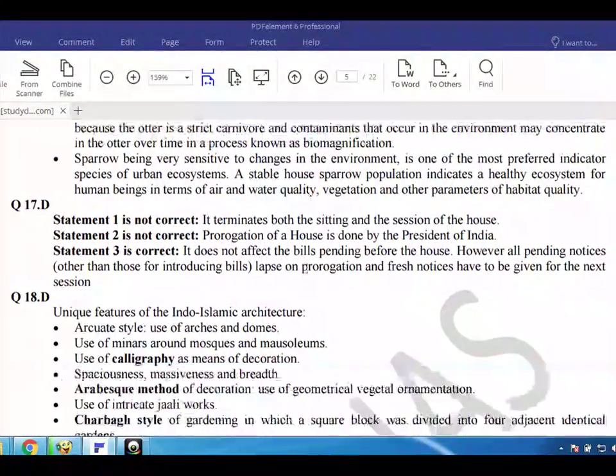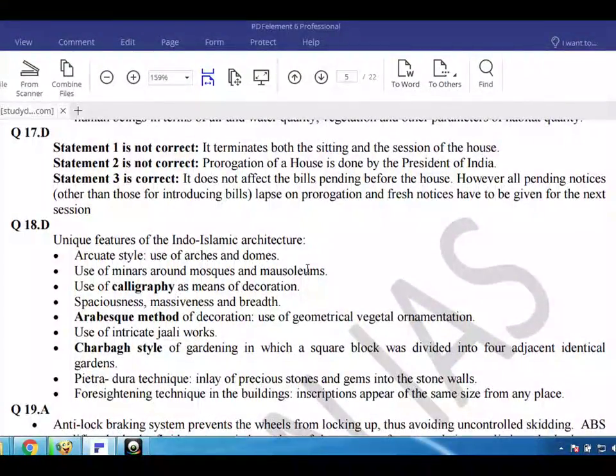Q17.D Statement 1 is not correct. It terminates both the sitting and the session of the House. Statement 2 is not correct. Prorogation of a House is done by the President of India. Statement 3 is correct. It does not affect the bills pending before the House. However, all pending notices other than those for introducing bills lapse on prorogation, and fresh notices have to be given for the next session.